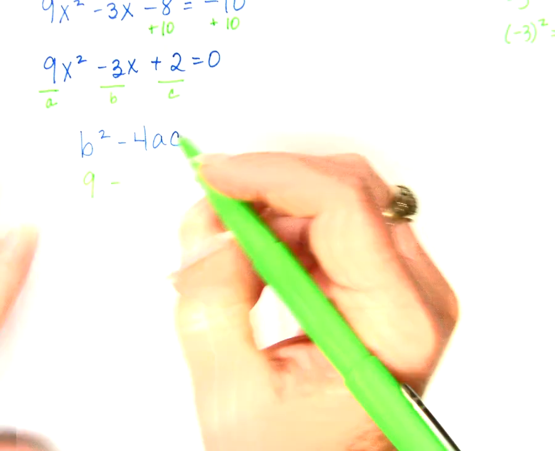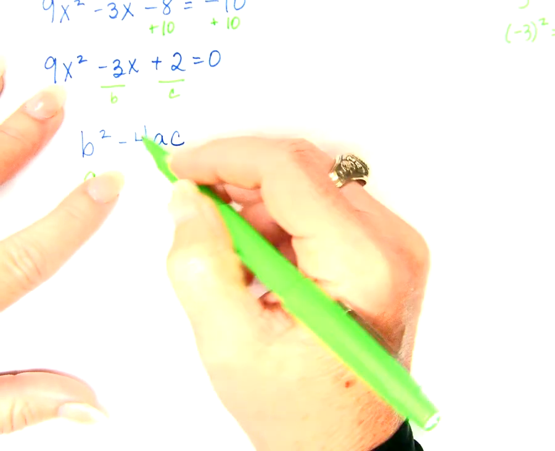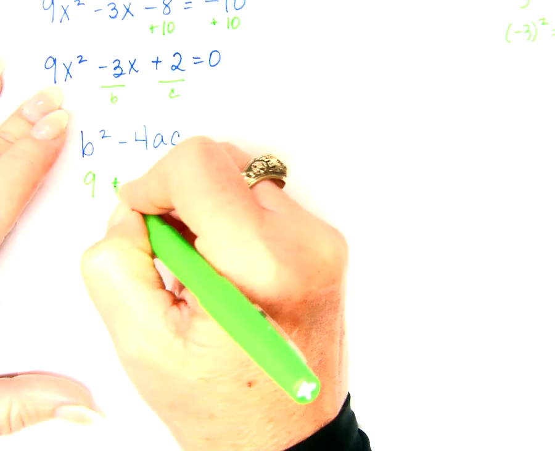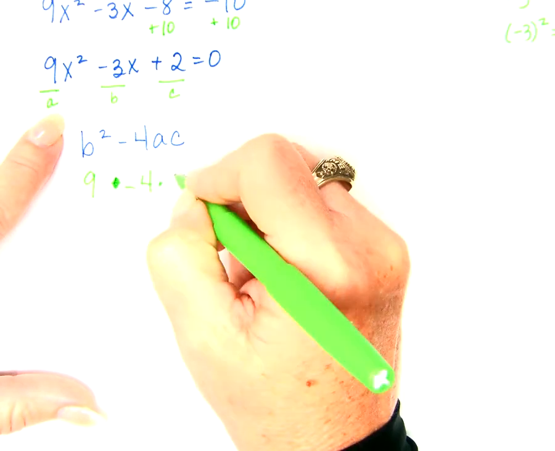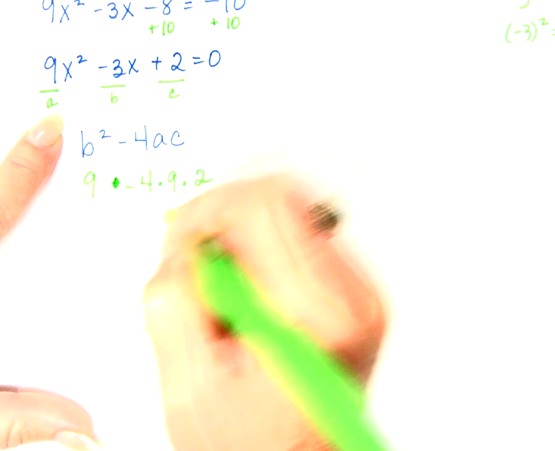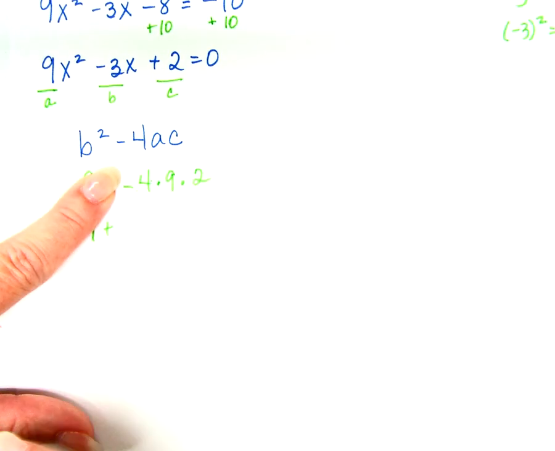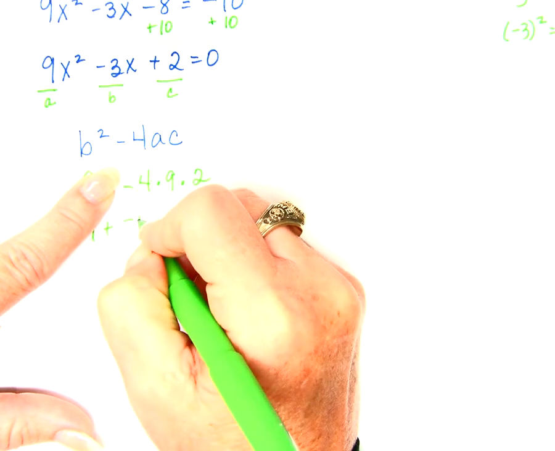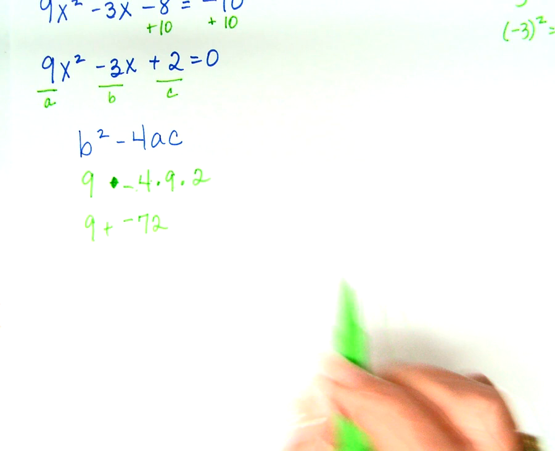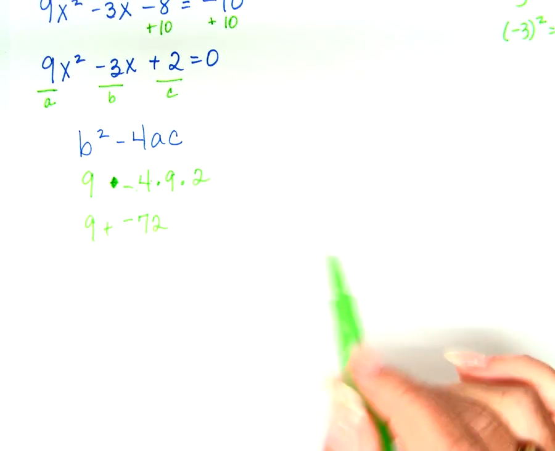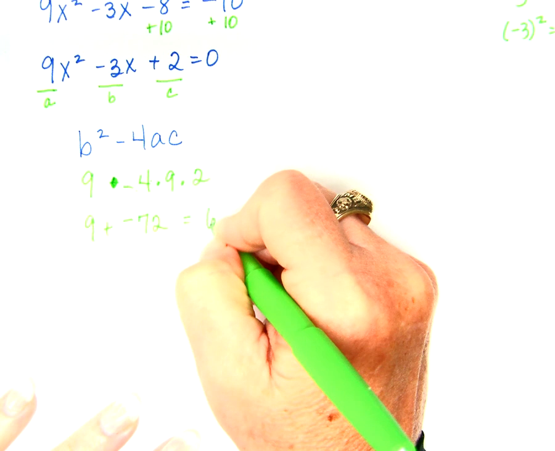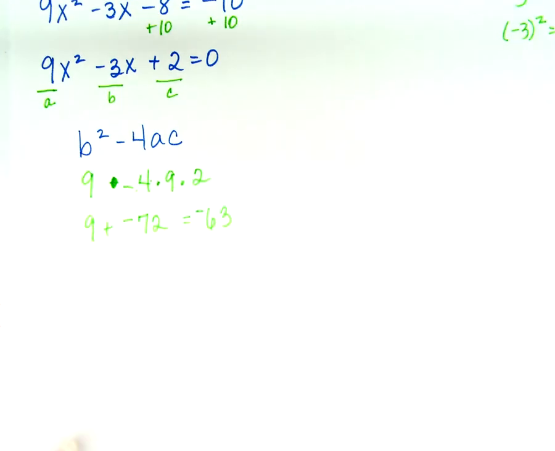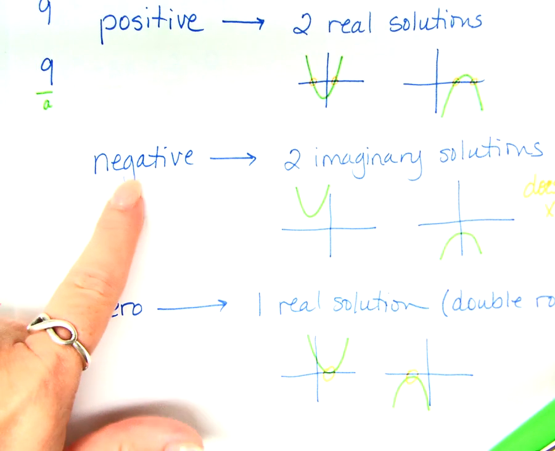Minus, let's see. What if we treated this as a negative 4? Minus 4 times A, what's A? 9 times C, what's C? 2. So 9, what's negative 4 times 9? 36 times 2? Negative 72. What is 9 plus a negative 72? Negative 63. So how many solutions do I have? Imaginary. 2 imaginary. And how do you know I have 2 imaginary? Because that number is negative.